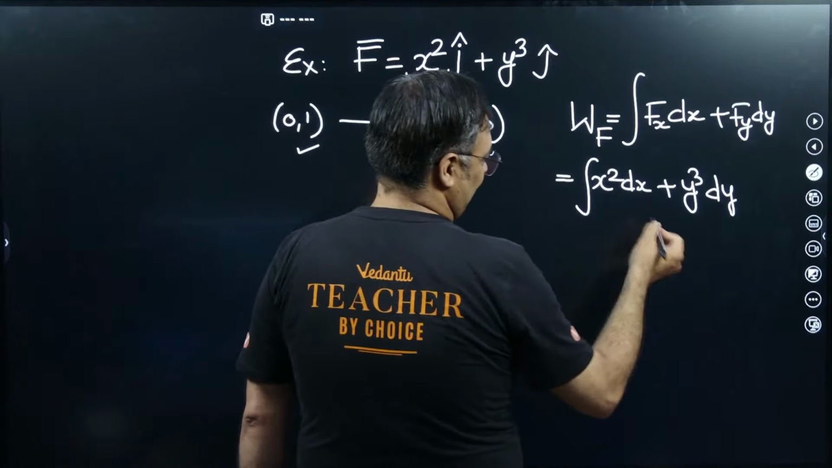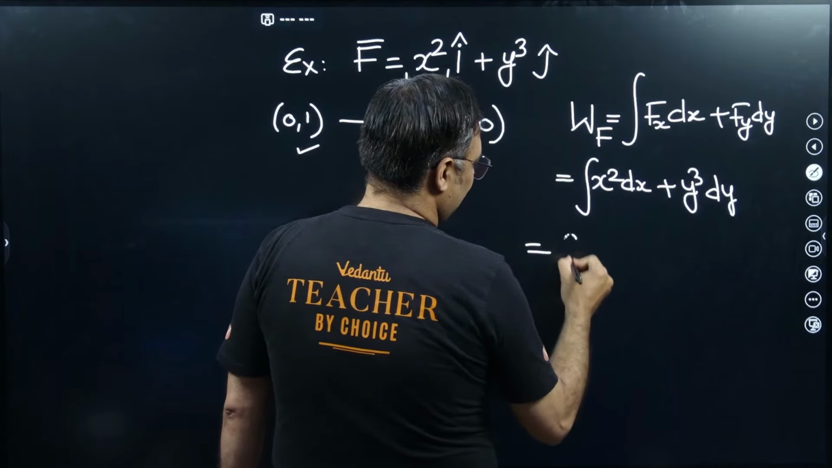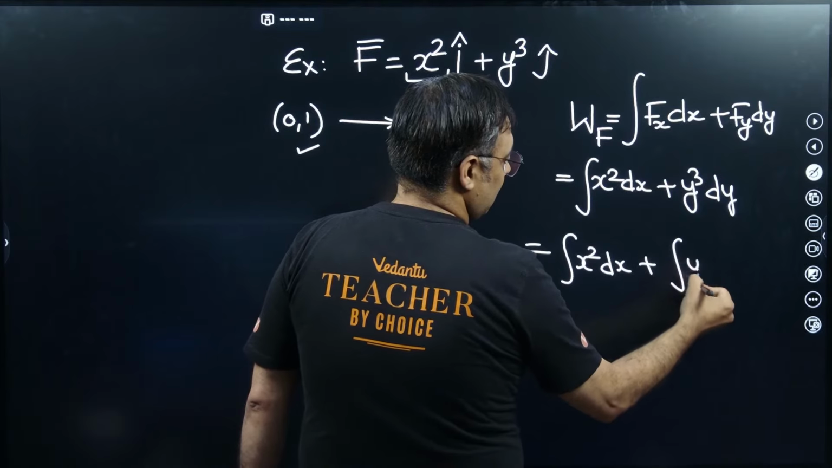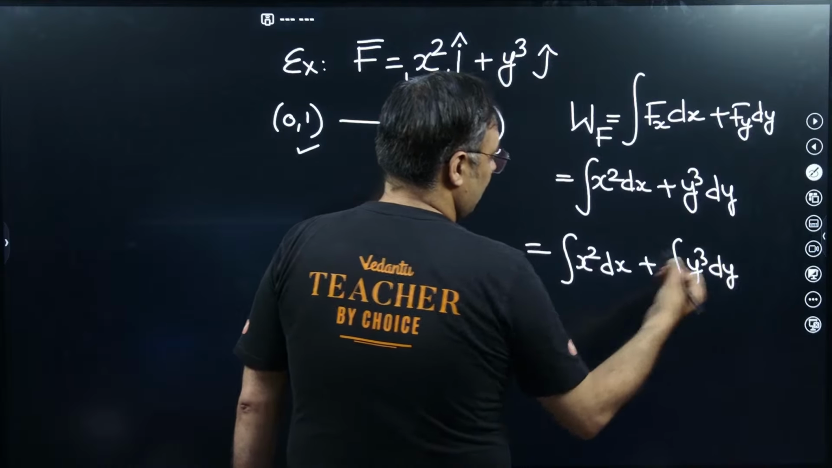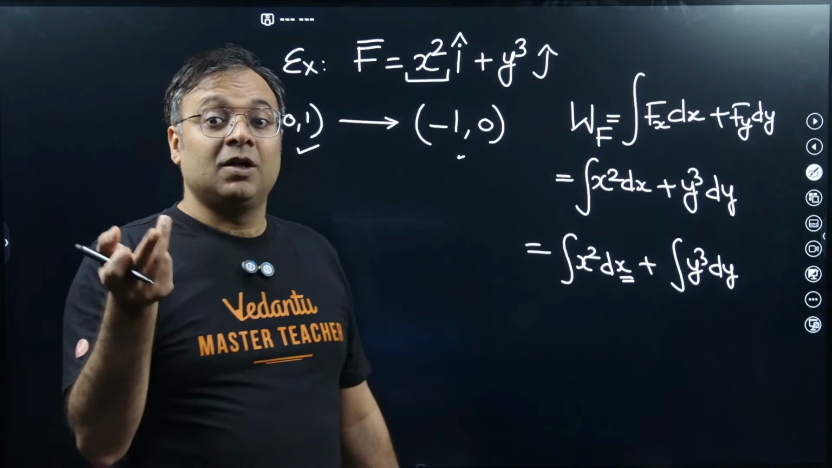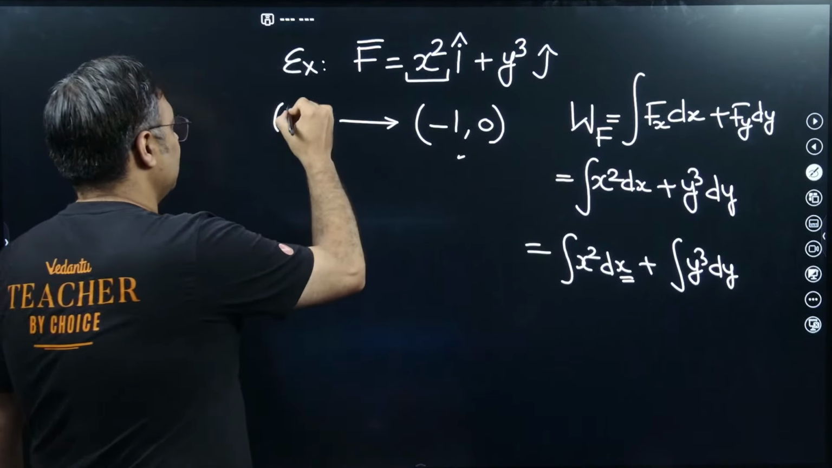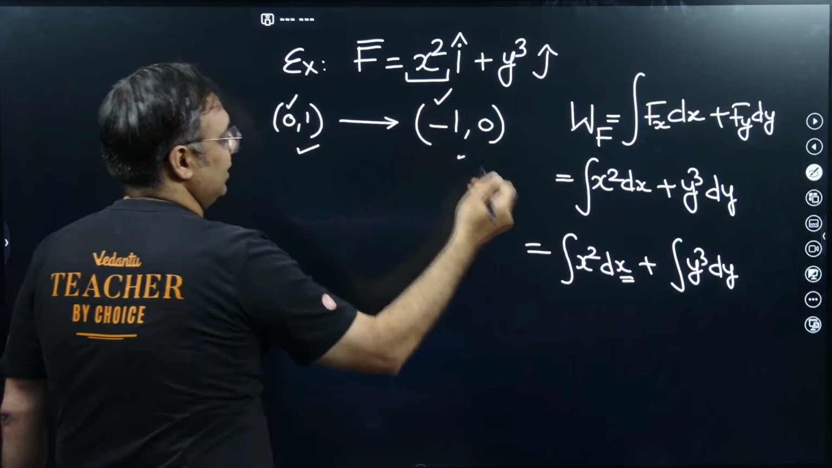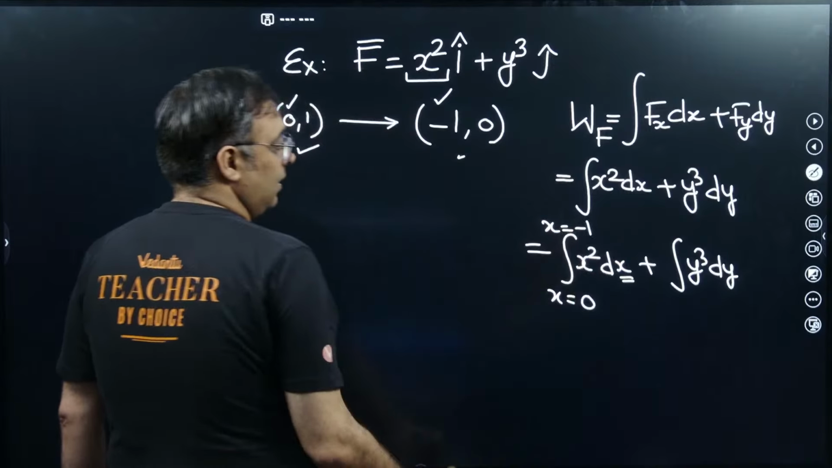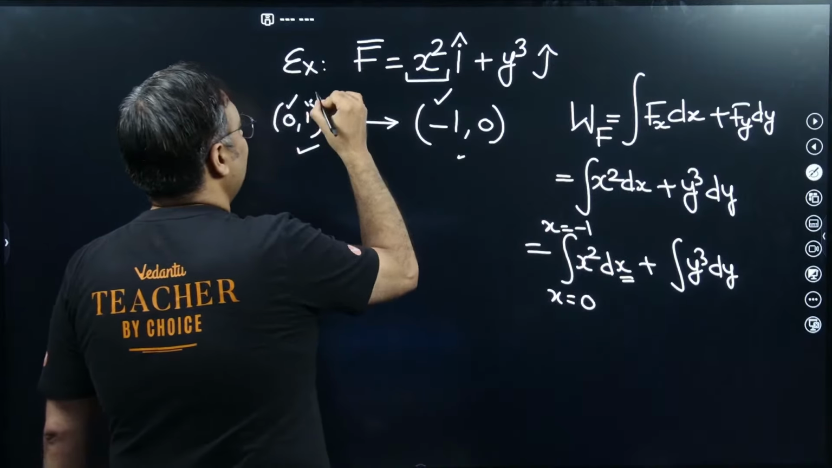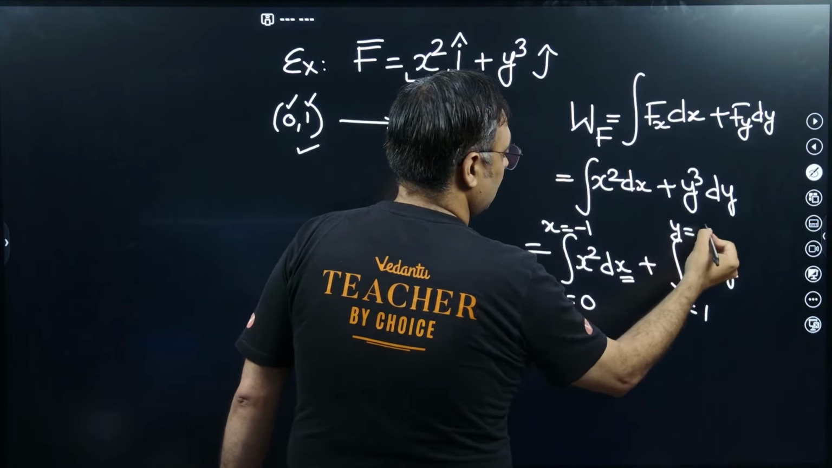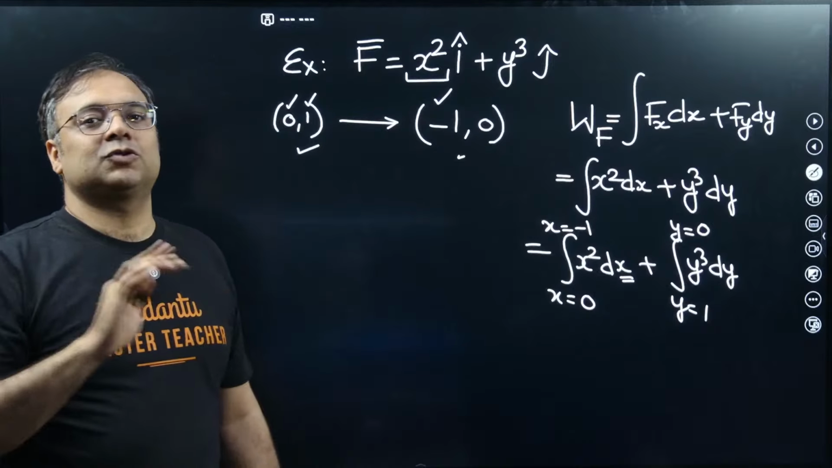Now, when you are doing the integration, you can easily do x square dx separately, because you have to put the limits, and y cube dy. This is the integration over x, so the limits have to be on the x component. So you see, x is going from 0 to minus 1. And for the y, y is going from 1 to 0. Now you have to solve for them.